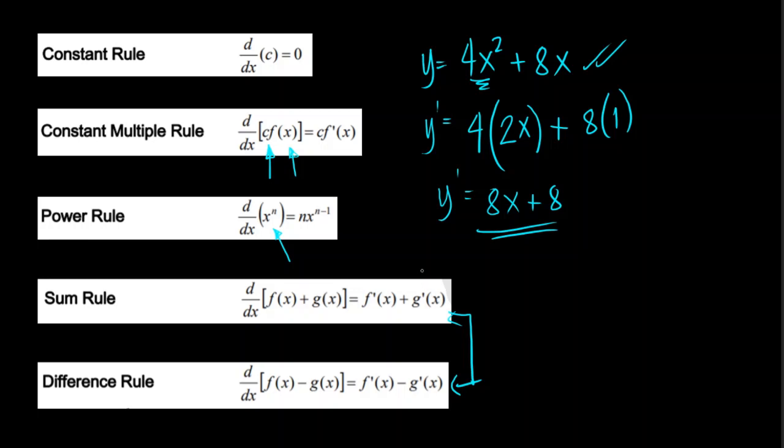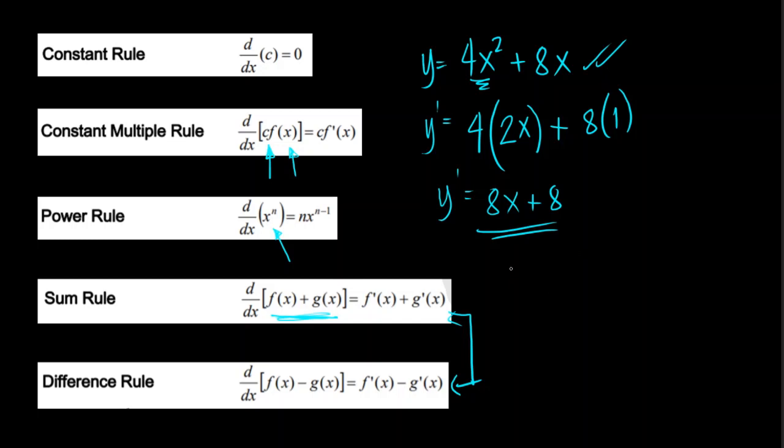So, what the sum rule says is that the derivative of a certain function with 2 or more terms being added is the derivative of one term, plus the derivative of the other term. It is tiring to say, so don't really take that seriously, honestly. Just go ahead and derive each of the terms.